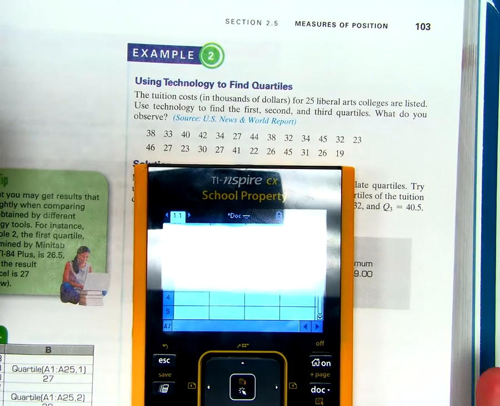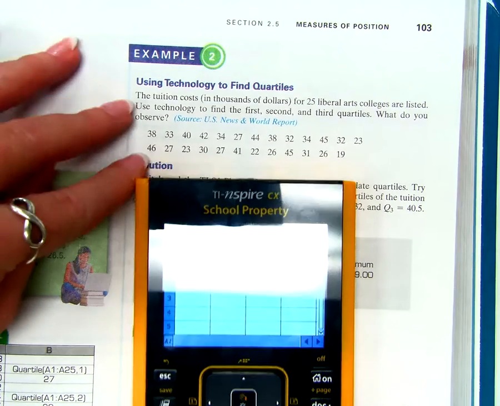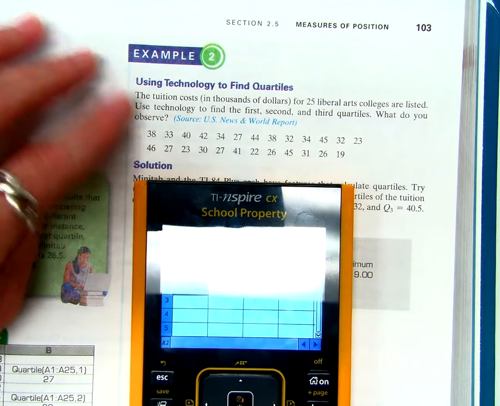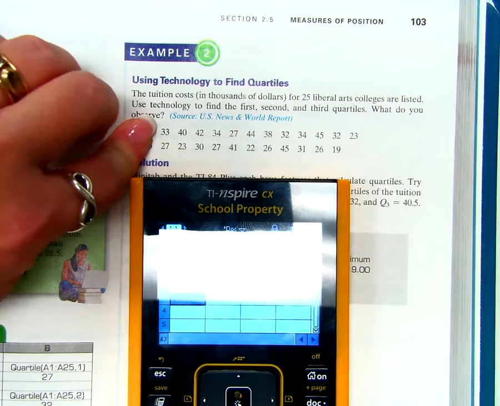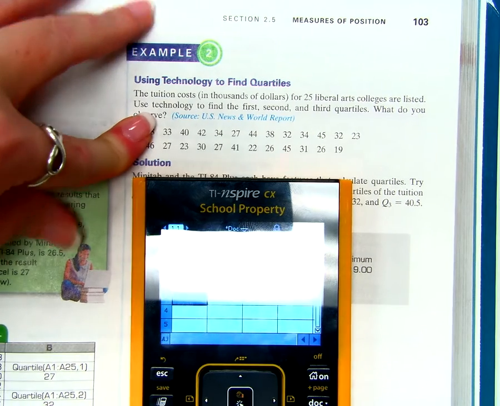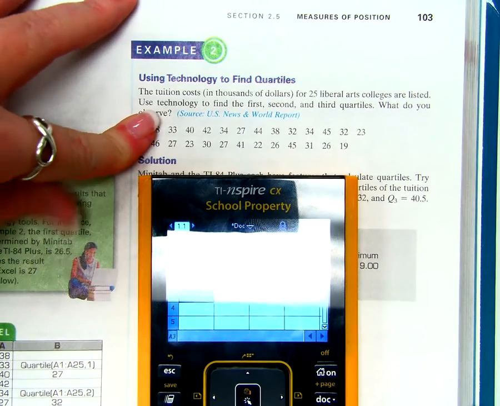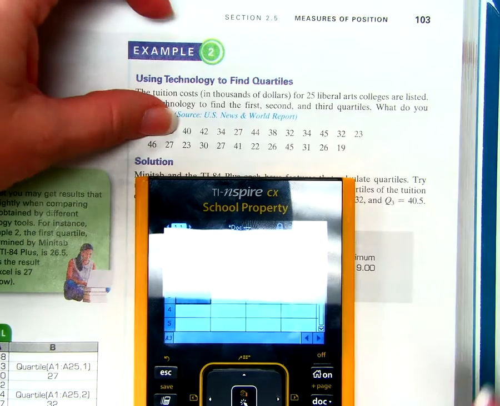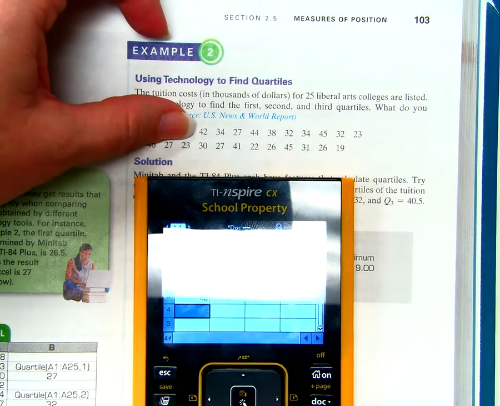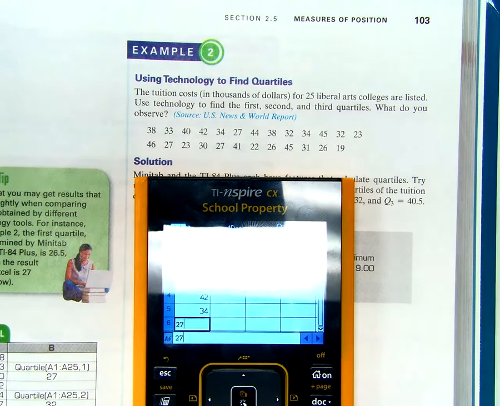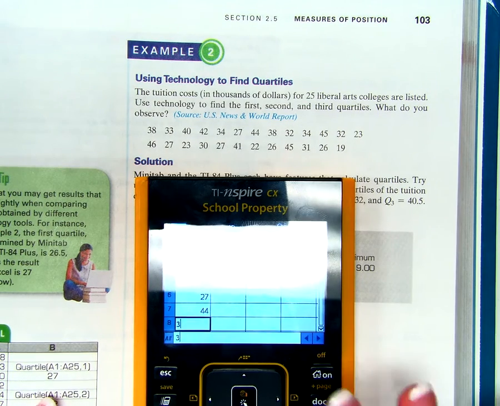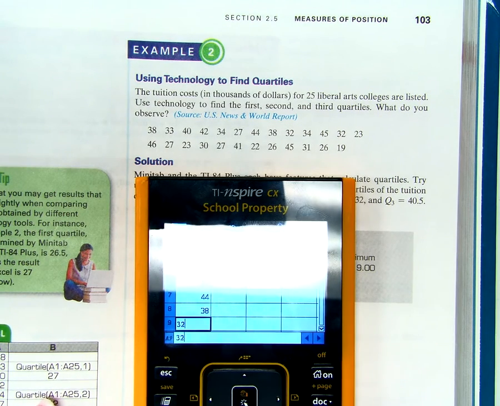Now, give me just a second. This is what's going to take the longest, I promise. Let me get this data into the calculator. 38, 33. You could actually be practicing right now along with me. Thank you, Caitlin and Casey. 38, 33, 40, 42, 34. Oh, sorry, I'll move my hand so you can read what I'm putting in.